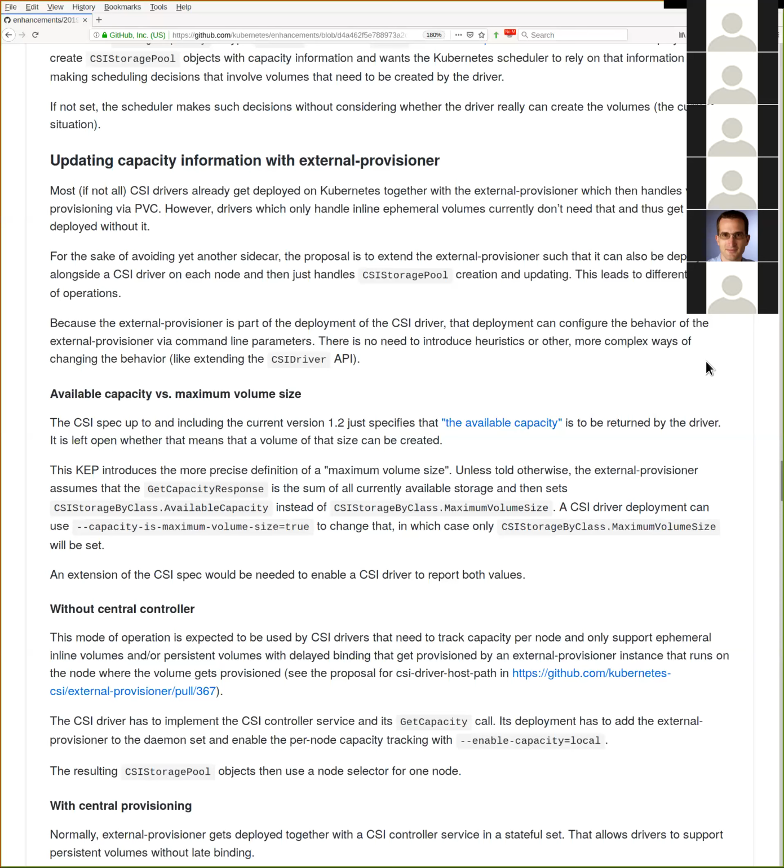But to get started, for those drivers, I do have two examples. One is the PMEM CSI driver that I'm working on. The other is TopoLVM. They just have one pool per node. And for that special case, we don't need a new CSI API call. I'm proposing to start with that.